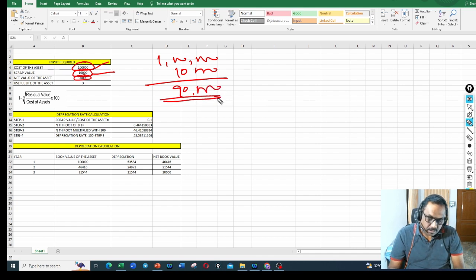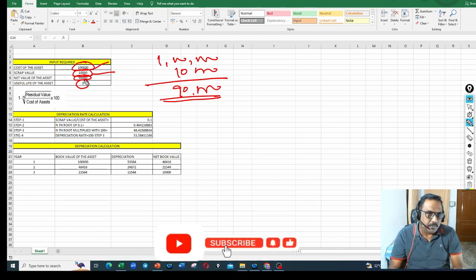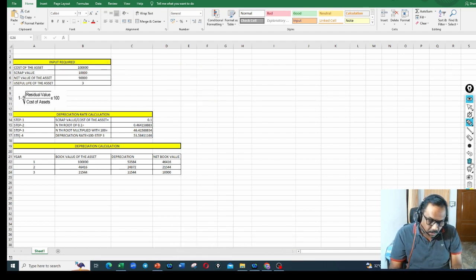What is the net value of the asset? 90,000. Useful life I have taken as only 3 years as an example, because if I take 10 years, it will be difficult for me to explain and the video length will also be high. So that is the reason I've taken 3 years as the useful life for explaining purposes. Now, what does the formula say? 1 minus nth root of residual value by cost of assets into 100. I will explain one by one here.